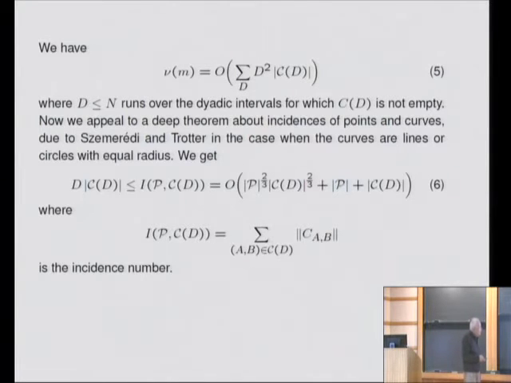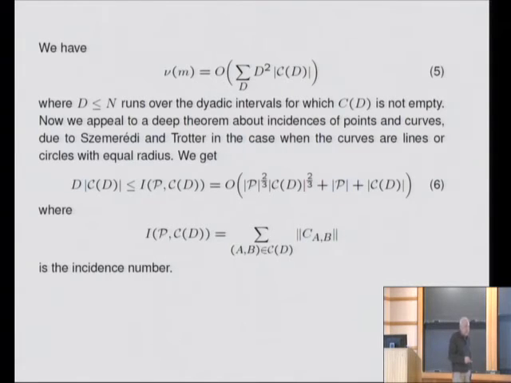And now use the theorem of Szemerédi and Trotter, on incidences of points and circles. The incidence number is, for each point, the intersection; you count either the number of circles or the number of points, and then the sum. And the point is, of course, d times Cd is at most the incidence number, and that on the right-hand side is the Szemerédi-Trotter bound. Now that bound is sharp. There are examples in which the exponent 2/3 is optimal. And it's not a trivial theorem to prove.